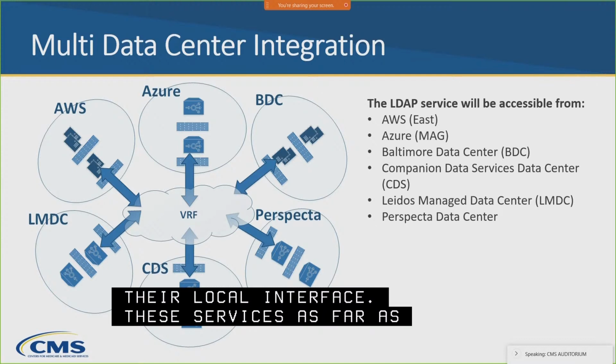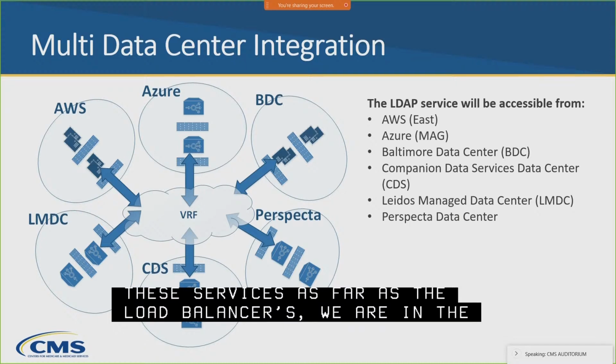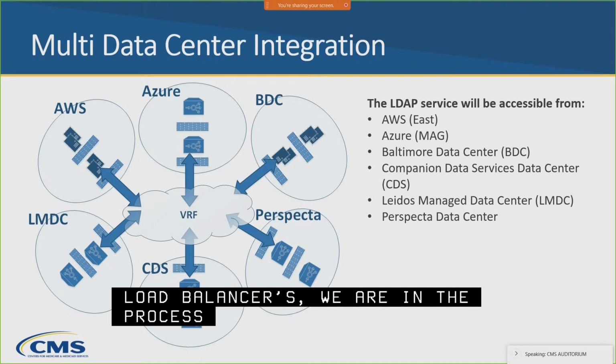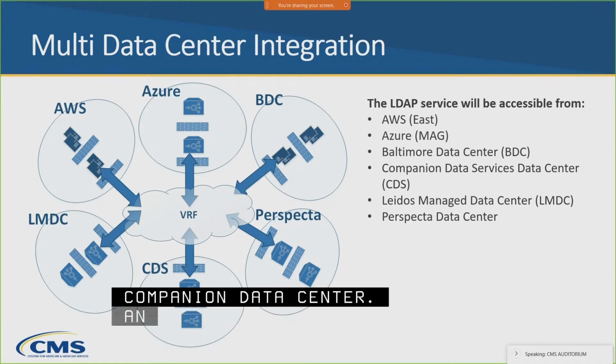So these services, as far as the load balancers that we have configured, we've got them set up, or we're in the process of working with Azure. We've got them set up in the Companion Data Services, CDS, the Leidos Managed Data Center, Perspecta, and in AWS. In the Baltimore Data Center, of course, we have the full stack of the directory infrastructure.